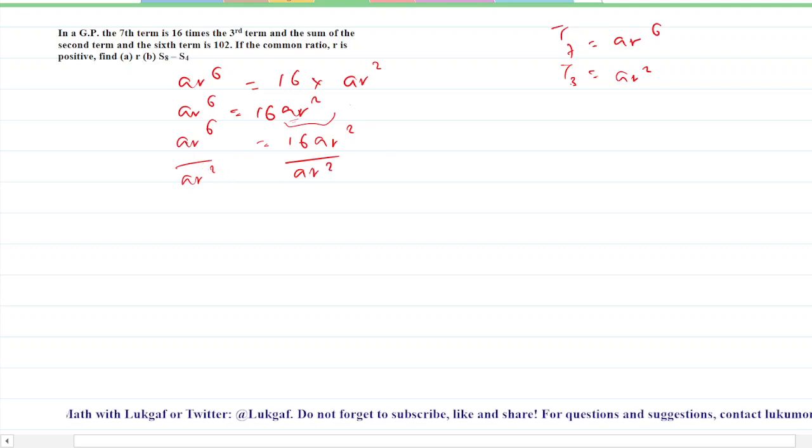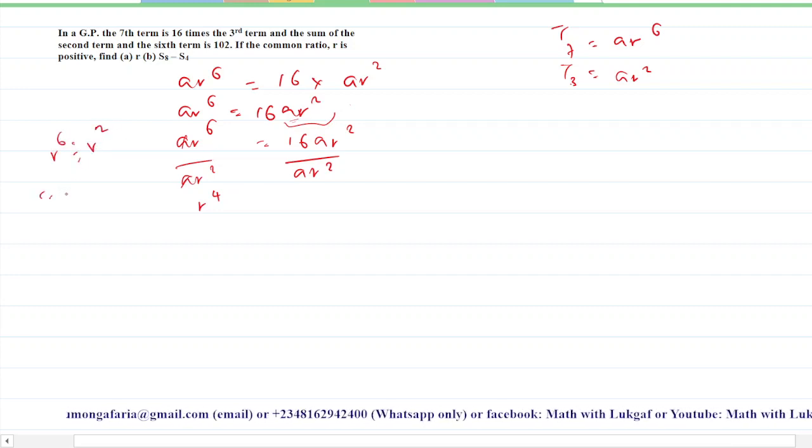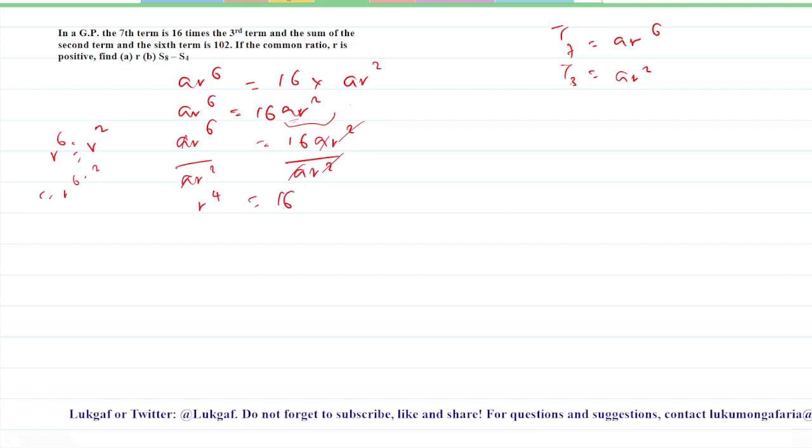So now A cancels A, then I have R raised power 4 left. How did we obtain R raised power 4? If you apply your laws of indices, it's the same thing as R raised power 6 divided by R raised power 2, that's R raised power 6 minus 2. If you forgot it, please refer to my video on laws of indices. So then R also cancels R, A cancels A, R squared cancels R squared, and you have 16 left.